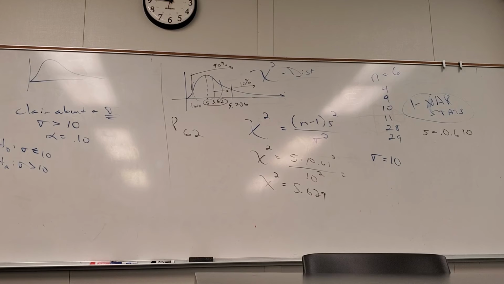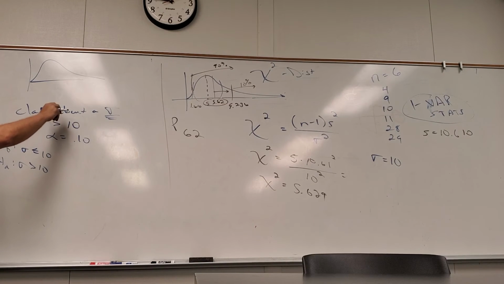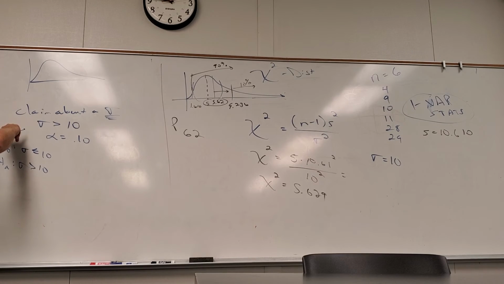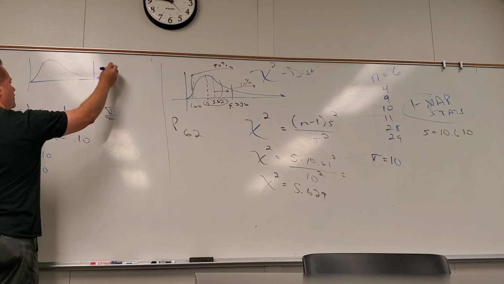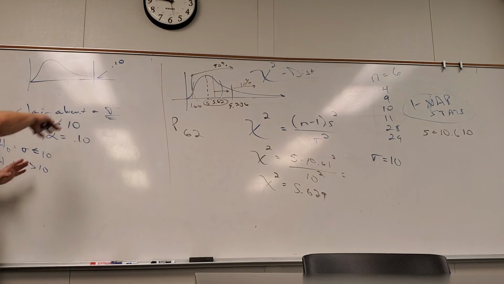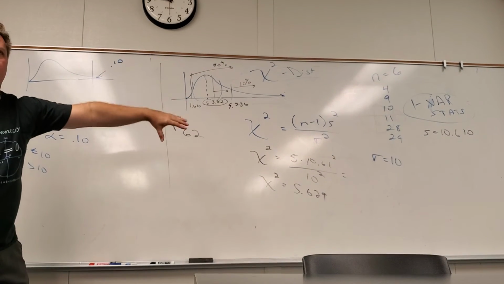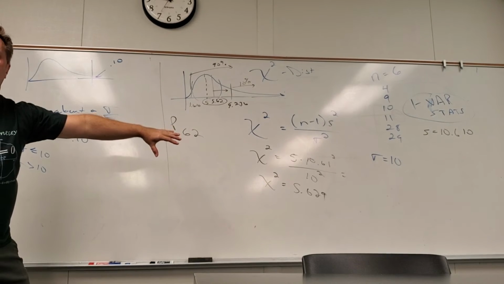Now watch. I really want this to make sense. The claim is greater than 10. So how many tail tests would it be? One tail. Where? Up here. And alpha is 0.10. And I don't know if you guys catch on, I'm relating it to what we did over there. You guys see what I'm saying?